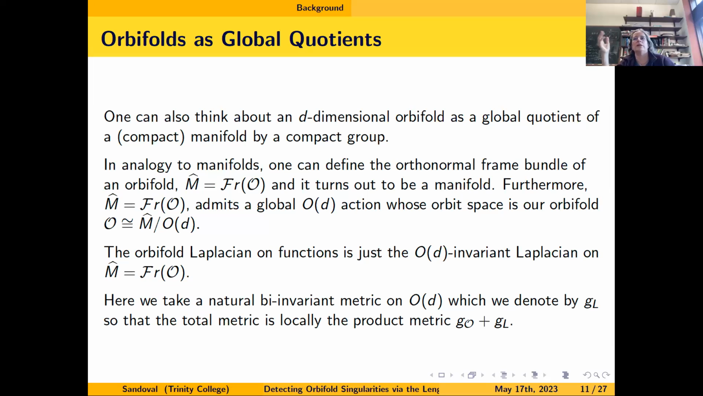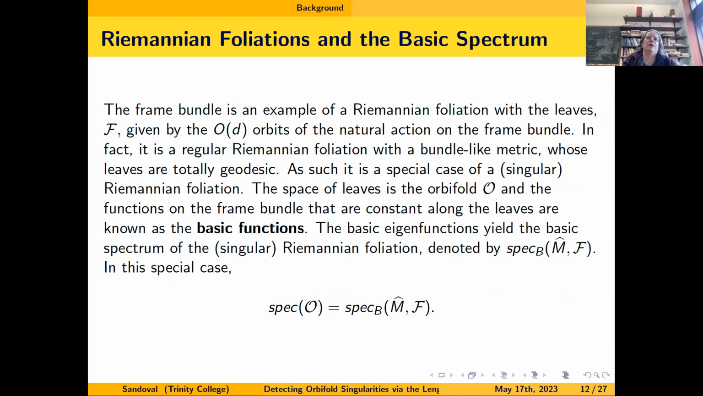and it's the O(d)-invariant Laplacian on the frame bundle, the orthonormal frame bundle. And you can take a natural bi-invariant metric, I think is the one we look at here. So the total metric on this space is just locally the product metric of the metric on the orbifold, and I call this G sub L. It's the metric on the leaves, because I'm about to introduce a foliation. But you could just think about it as the metric on the orbits of this action. Okay. So the frame bundle is an example of a Riemannian foliation with the leaves given by the orbits for the natural action on the frame bundle.